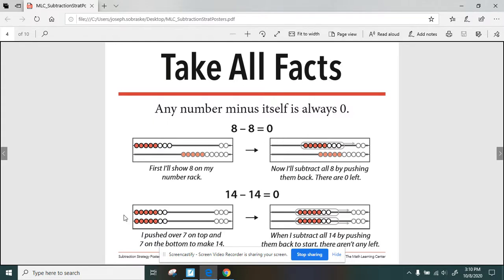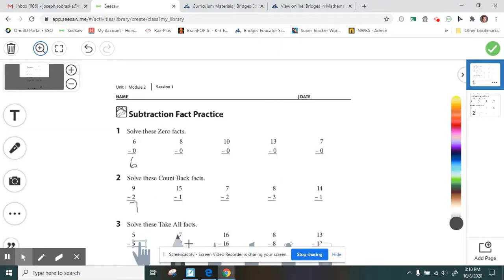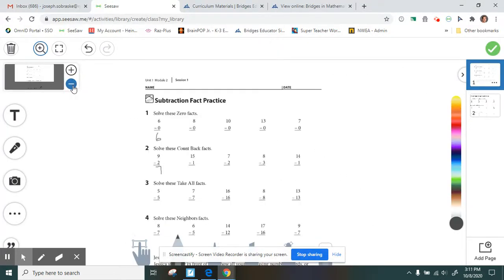Or 14, you have 14 here. If you minus 14, you got to push them all back. Right? So it's always 0. Take all facts. So if we look here, 5 minus 5 is going to be 0. So I'll just go ahead and tell you all these answers on this row are going to be 0.